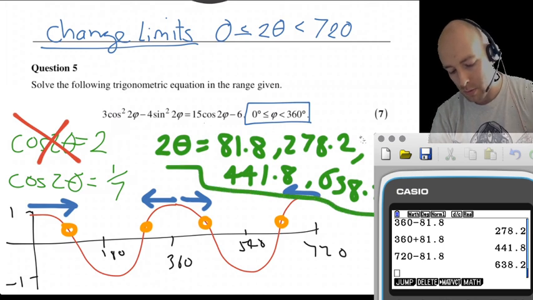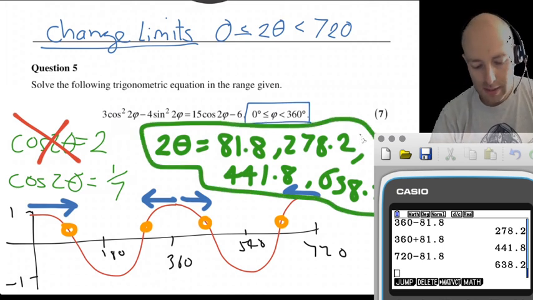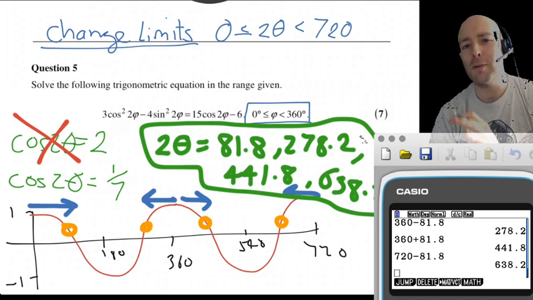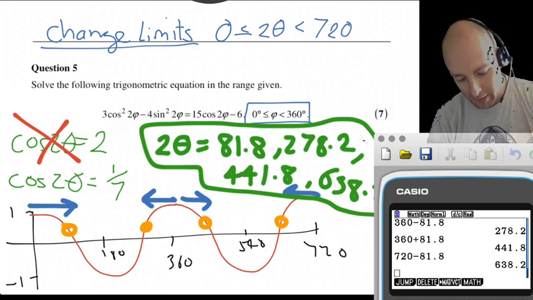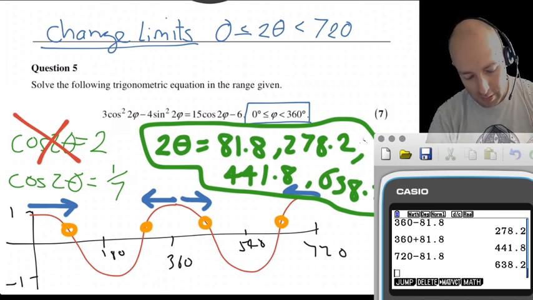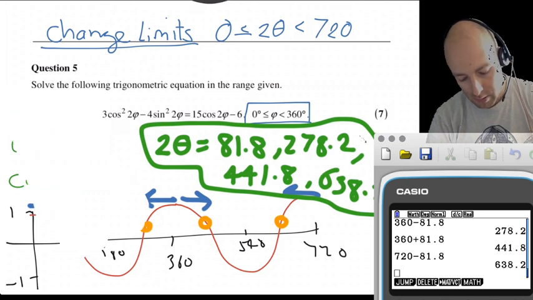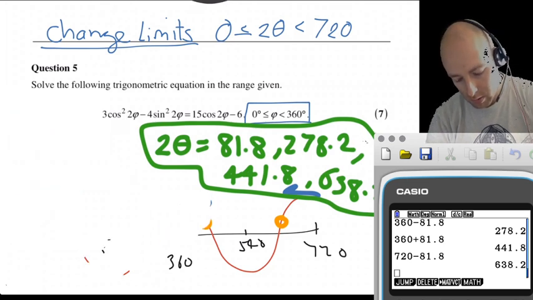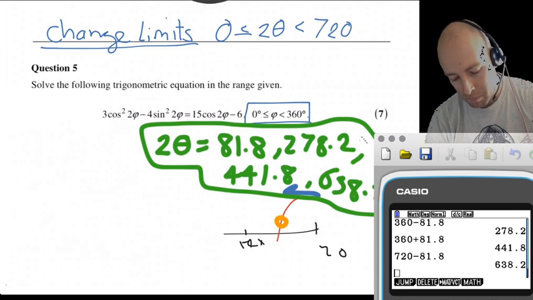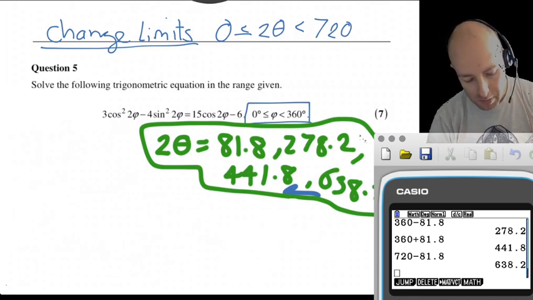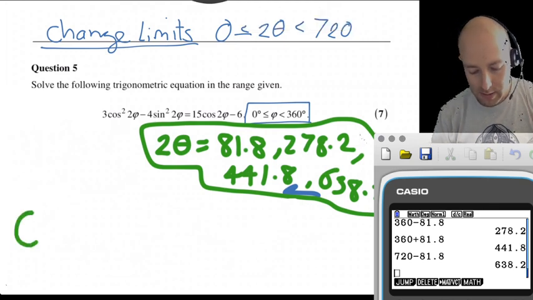These are two thetas. We wanted to find theta. Technically, we wanted to find phi. So let's do this properly and turn it back into phi for the end of the question. So I'm just going to get rid of this. Divide all those by two, and we're going to get, what are we going to get?